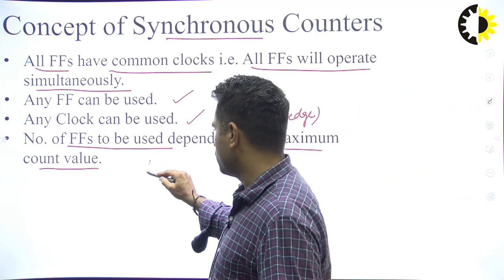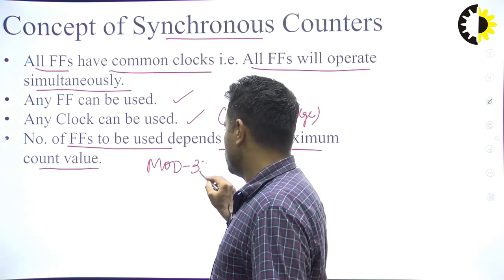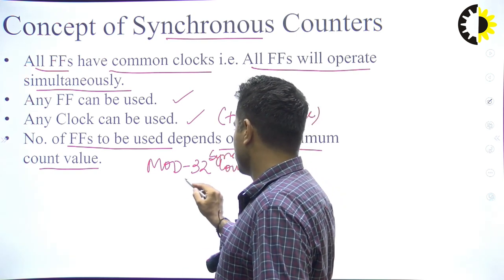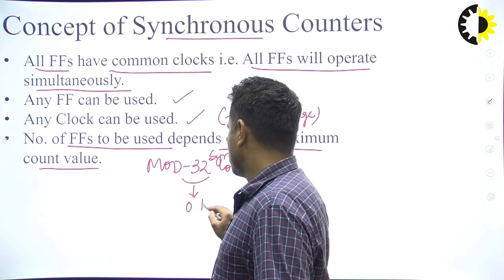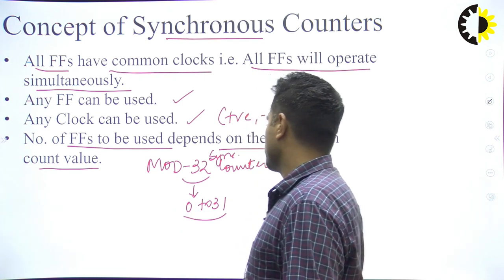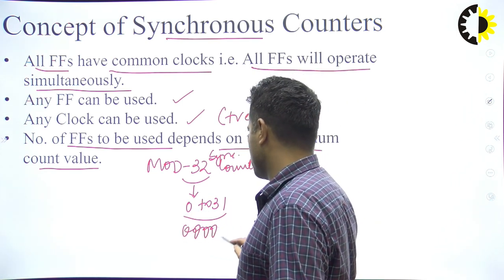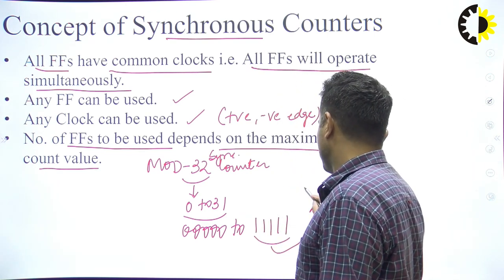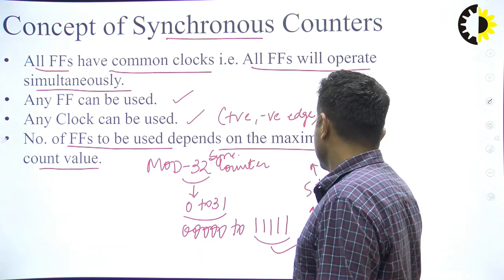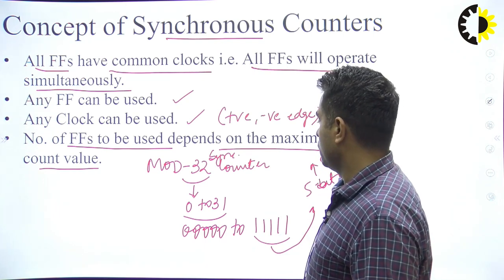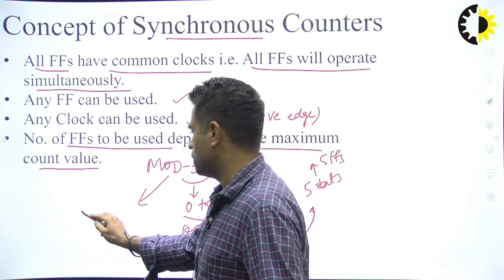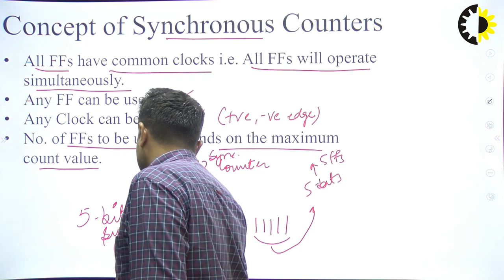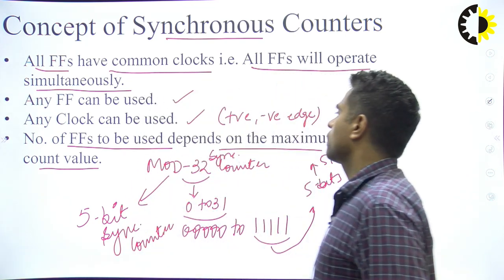So let's take an example. If we want to design a mode 32 synchronous counter, mode 32 means 0 to 31. These will be the 32 stages. So 0 to 31 means 0,0,0,0,0 to 1,1,1,1,1. So that means 5 bits are there. That means 5 flip-flops will be required. So this mode 32 can also be named as a 5-bit synchronous counter. Okay, so this is the basic.